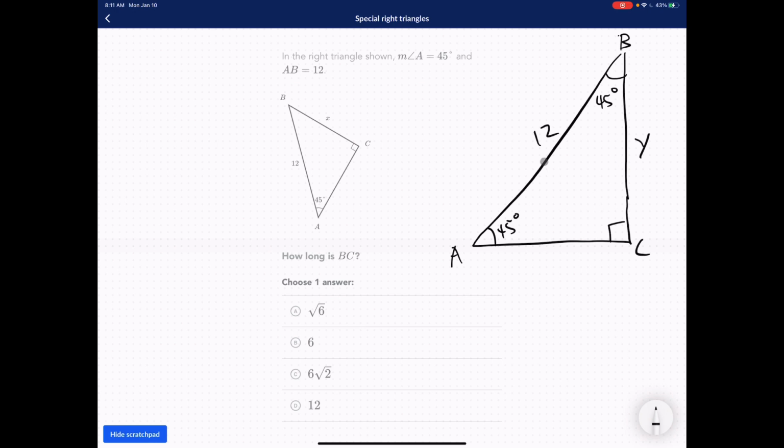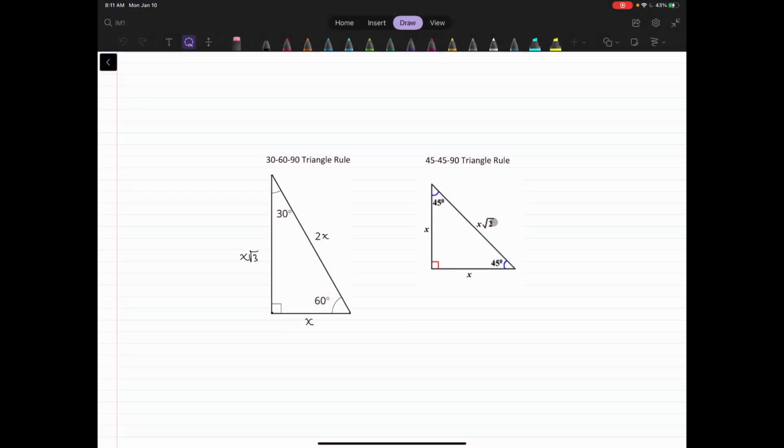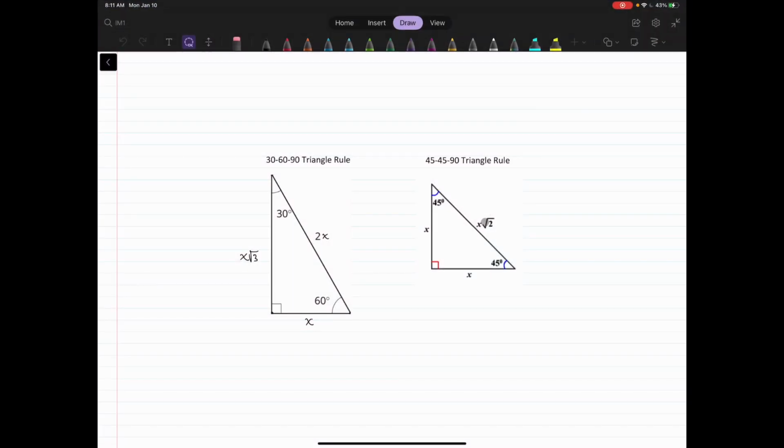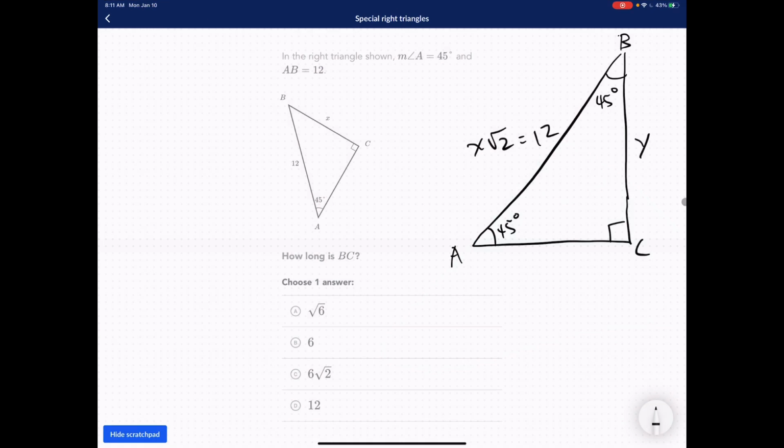So this is where it gets a little bit confusing. We've got 12 is equal to x times the square root of 2, right? So what we're going to do is solve for x. We divide by the square root of 2 on both sides.